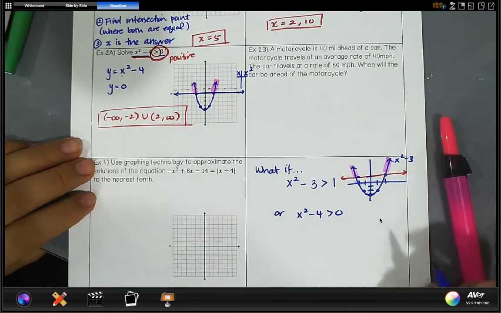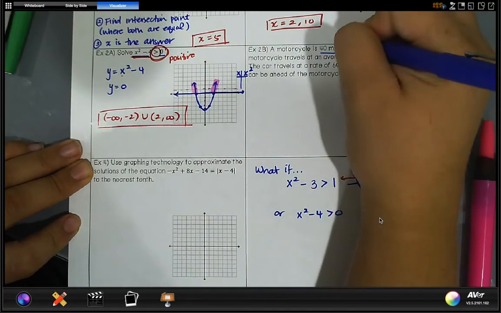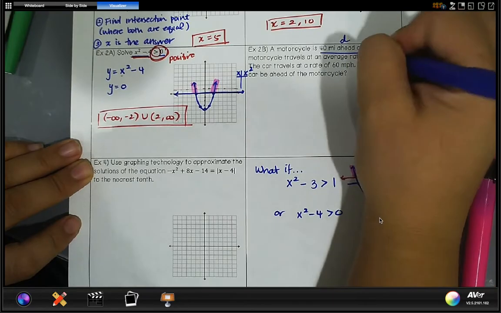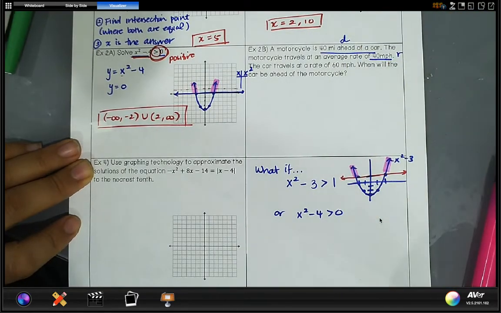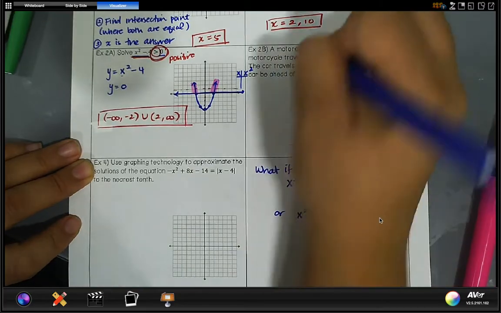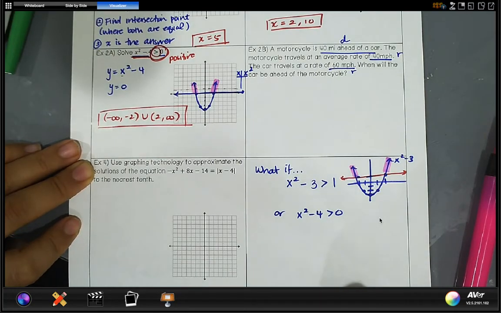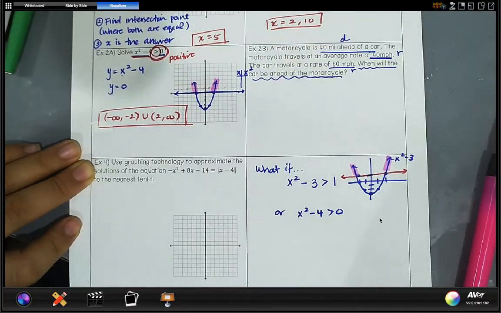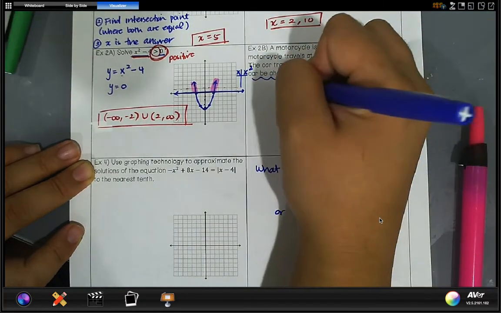All right, example 2b. A motorcycle is 40 miles ahead of a car. So that seems to be some sort of distance. The motorcycle travels at an average rate of 40 miles per hour. This is a speed or a rate. If the car travels at a rate of 60 miles per hour, okay, the car's speed, when will the car be ahead of the motorcycle? So this is my question. And to be ahead, that means that the car will have traveled more distance than the motorcycle.